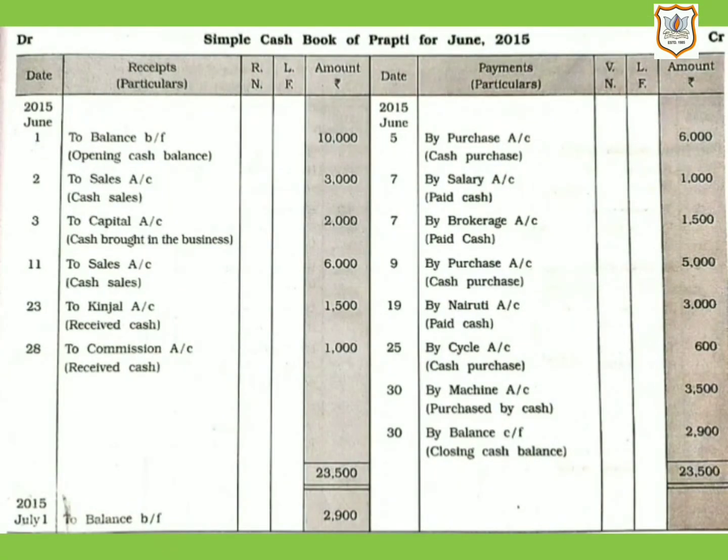One thing you must note is that while recording on debit side of cash book, we write the word "To" before the name of the account. And if we record it on credit side, we write the word "By" before the name of the account. So here we are writing it on debit side, so we will write "To balance brought down" and amount 10,000.